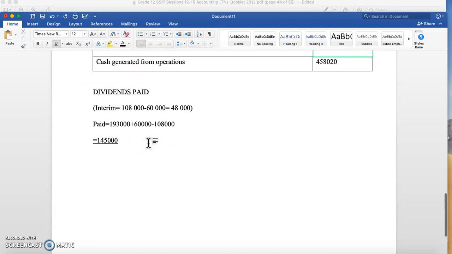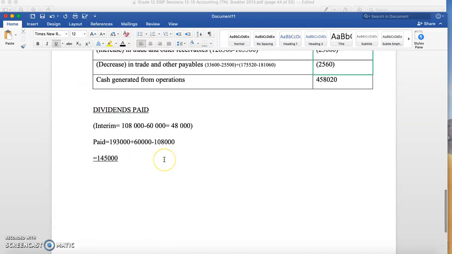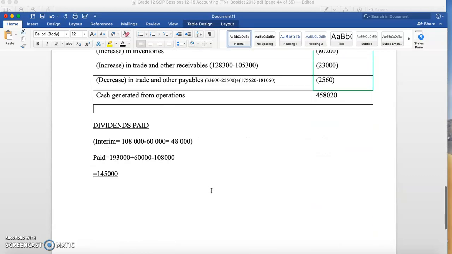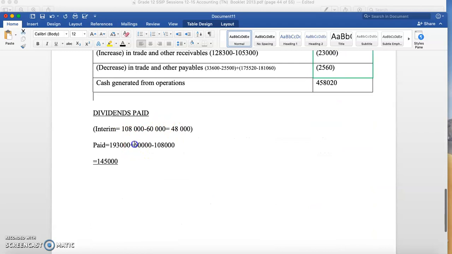So I hope you're okay. I hope you're not confused. Once again, we know that this is a total made up of paid and interim. We have interim. They gave us this in the trial balances, and it was these amounts. And then we just have to calculate paid. So, you know, it's easy. I hope you're okay and you're not confused.